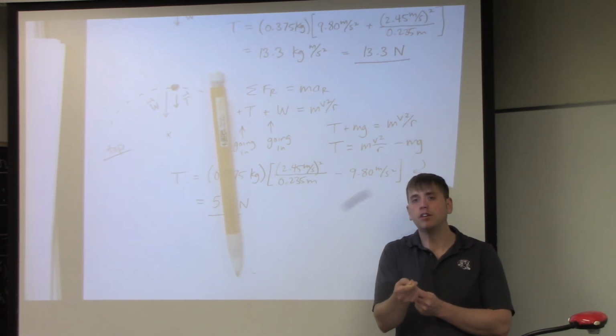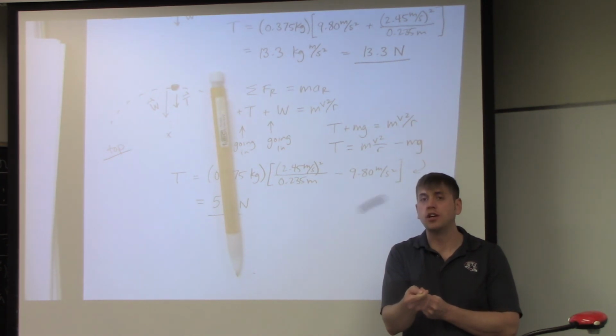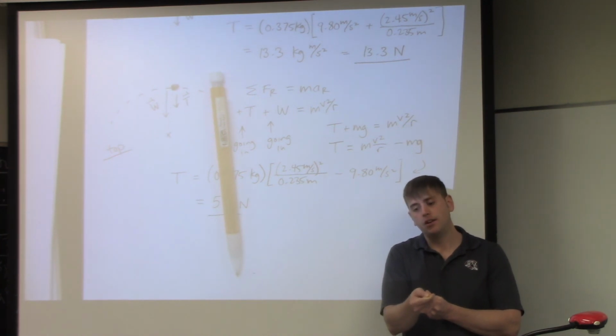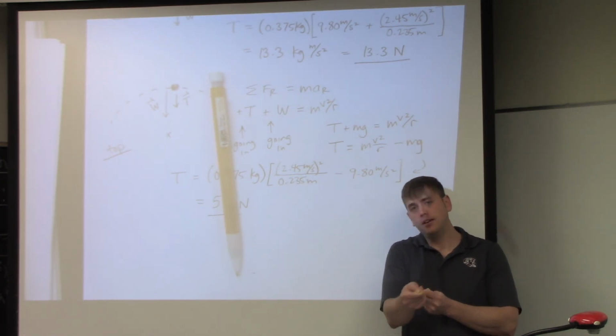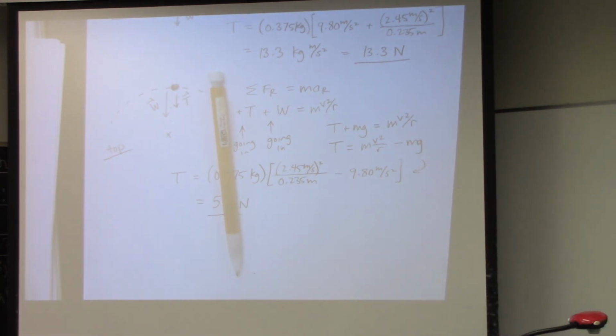And what you're going to notice is when the ball is at the top, you feel a lot less tension in the string. It's pulling on your arm a lot less when the ball is at the top, and it's pulling on you a lot more when the ball is at the bottom. Okay, this is something you can feel directly, that the tension is biggest at the bottom and then smallest at the top. All right? So there you have it.